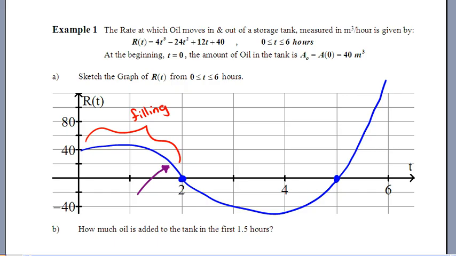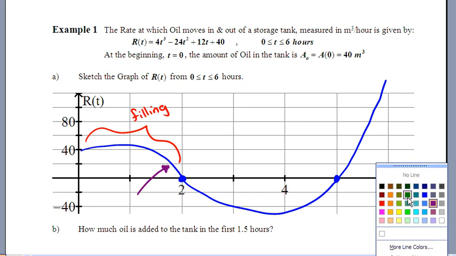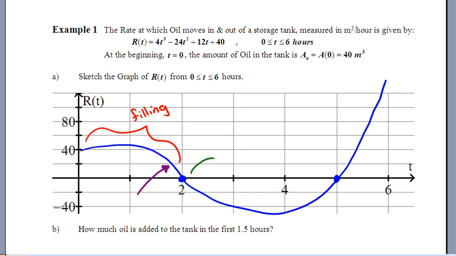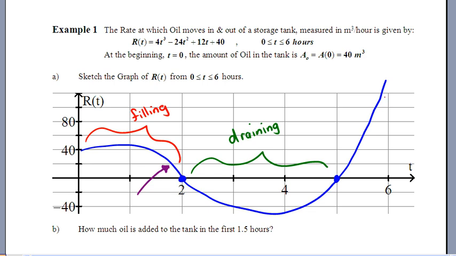So we're filling here, and then for the next few hours in this section in here, that's when we're going to be draining the tank. Looks like we're aggressively draining it here, and then a little less in this section, but all in there we're draining. And then for the last hour, looks like we're going to go back to filling the tank again.